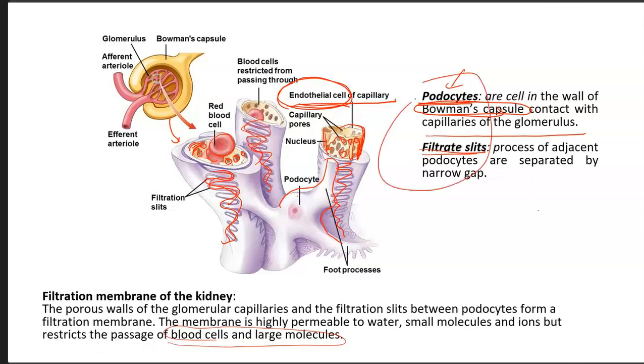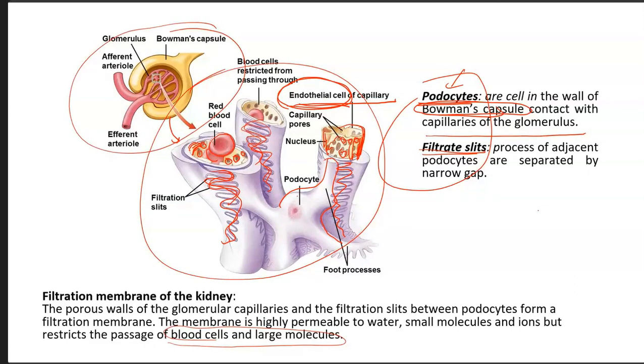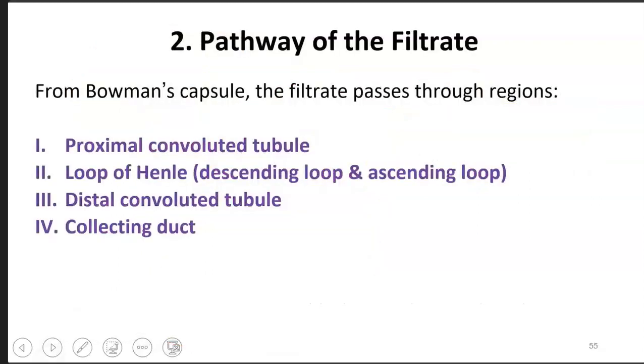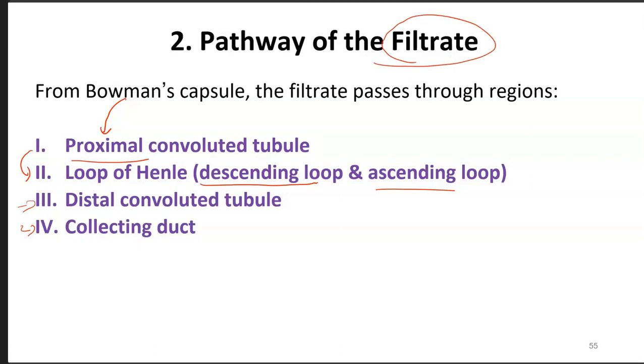This one you have to remember, the structure and features of the glomerulus and also the Bowman capsule. Now, the pathway of the filtrate. From the Bowman capsule, the filtrate passes through the region of the proximal tubule. You have to know the sequence, the flow of the filtrate: from the Bowman capsule into the proximal tubule, into the loop of Henle. The loop of Henle has two regions, descending and ascending. Then from the ascending limb into the distal tubule, and from the distal tubule into the collecting ducts. These are the flow of filtrate. These are the tubules, the tubule parts of the nephron.